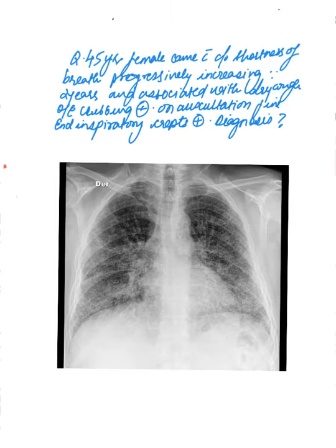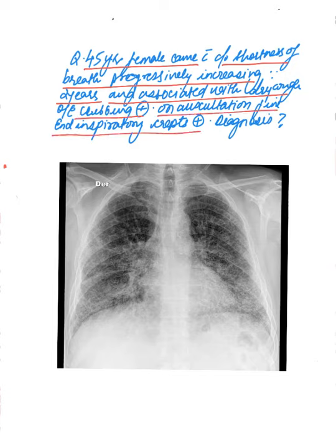A 45-year-old female came with complaint of shortness of breath progressively increasing since 2 years and associated with dry cough. On examination, clubbing is present, and on auscultation, fine end-inspiratory crepts are present. So this is a chronic condition, associated with dry cough, with clubbing, and fine inspiratory crepts. This is the classical description of interstitial lung disease.